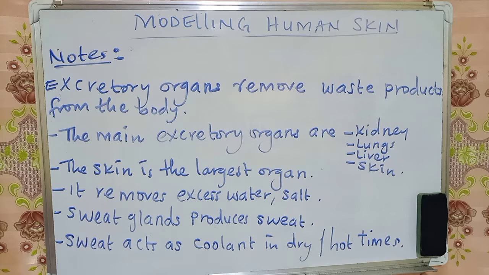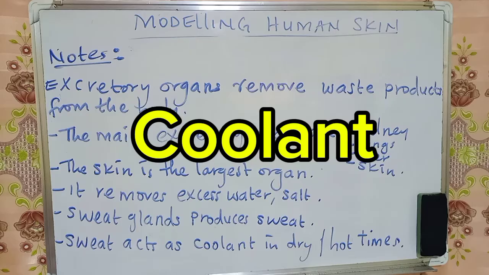Sweat comes out of the sweating glands in the skin. In short, sweat is manufactured in the sweating gland. Then sweat pores allow sweat to come out of the body. The importance of sweat: sweating helps to cool the body and remove extra salt and water. Don't forget that sweat acts as a coolant, cooling our body during a hot period.